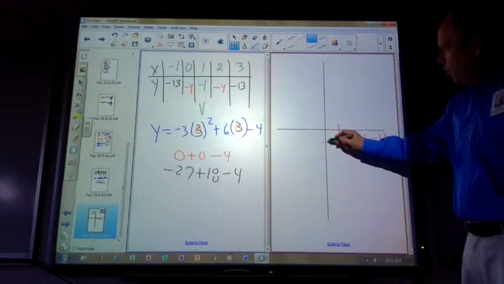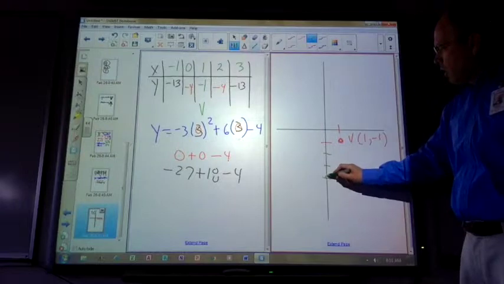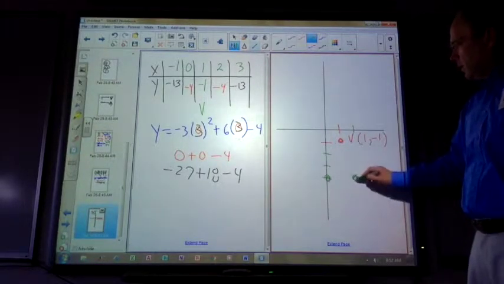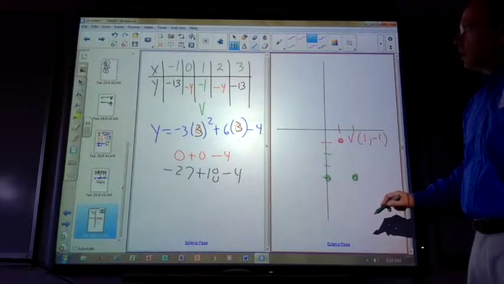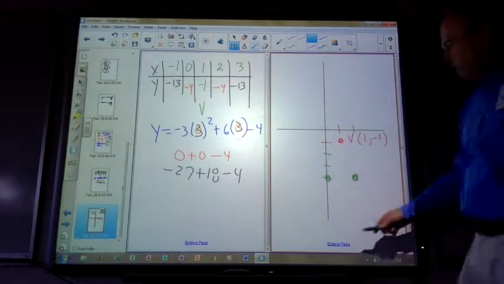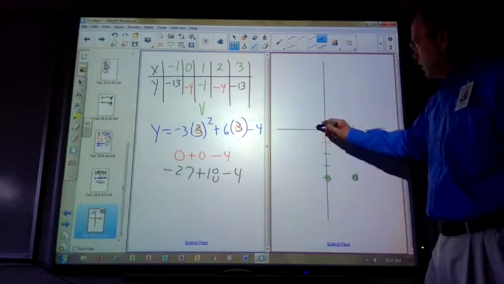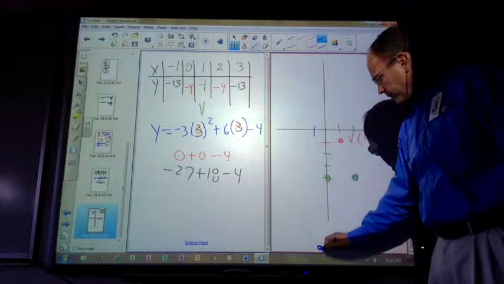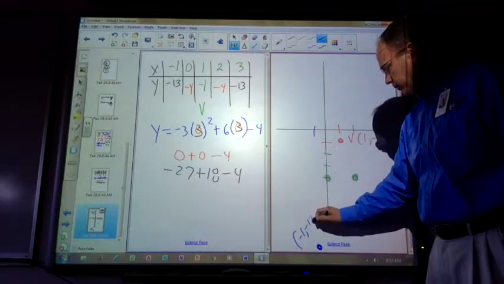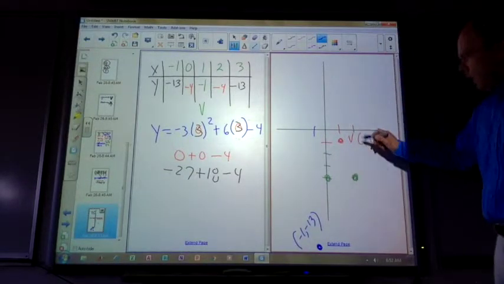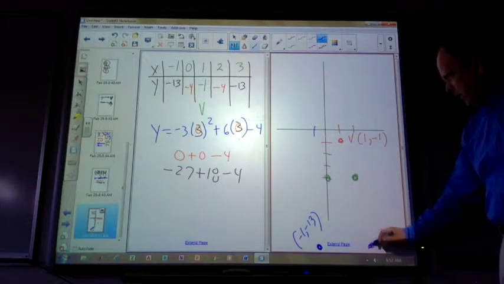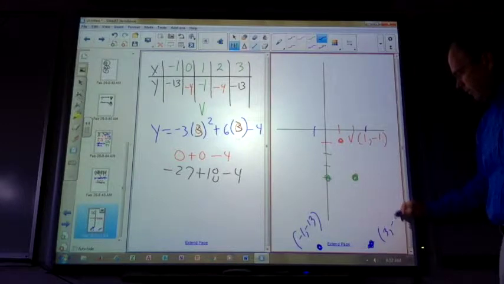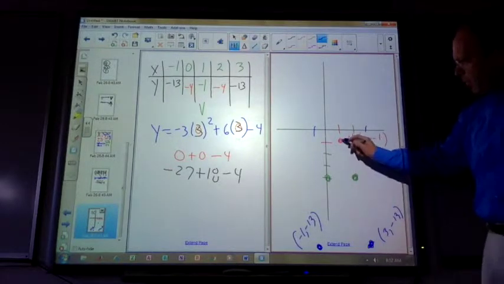Vertex: 1, negative 1. Yes? Okay. 0, negative 4. 1, 2, 3, 4. And 2, negative 4. Negative 1, comma, negative 13, way down here. And then 3, comma, negative 13, way down here. This parabola does this.